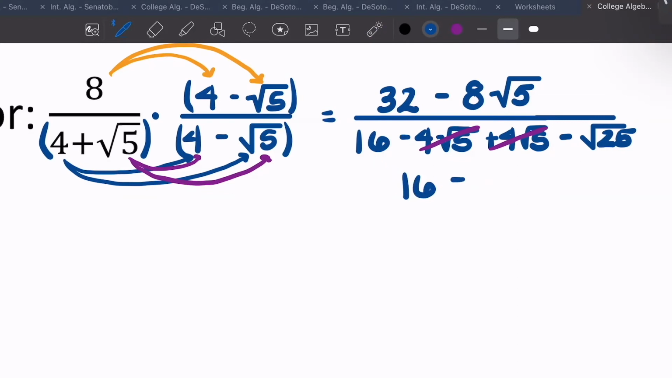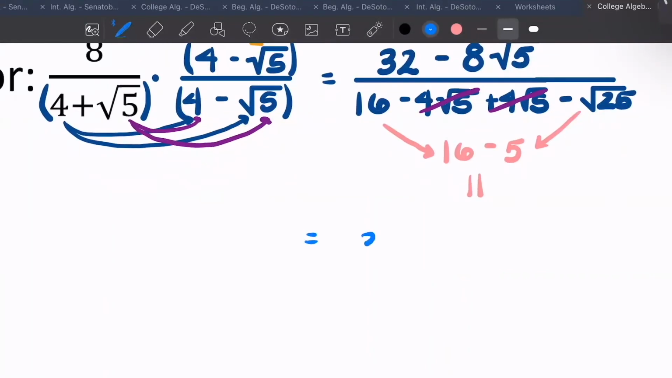And then what is the square root of 25? I'm trying to change my colors. There we go. The square root of 25 is 5. So 16 minus 5 is 11. So our answer here is 32 minus 8 on the square root of 5 over 11.